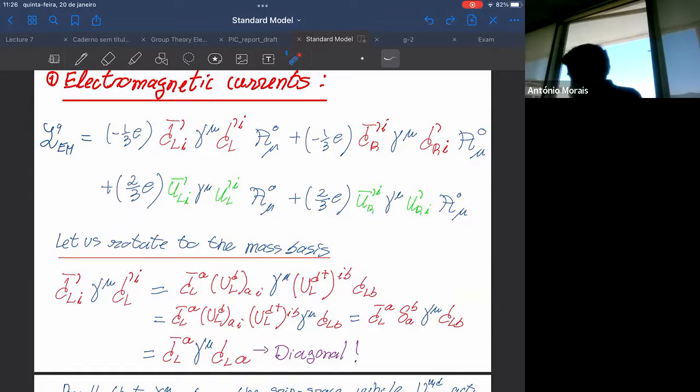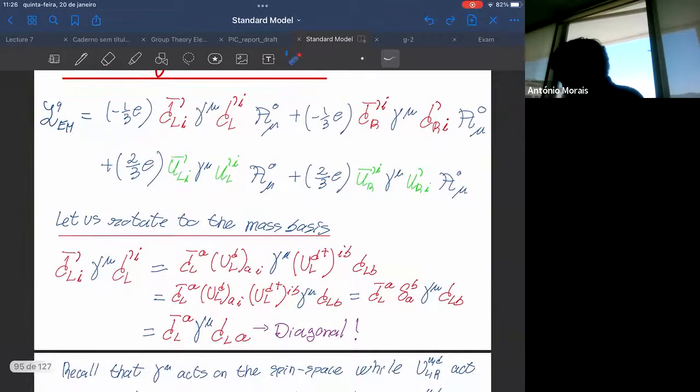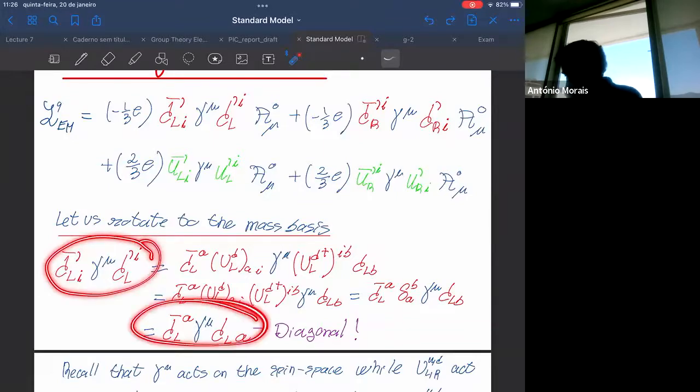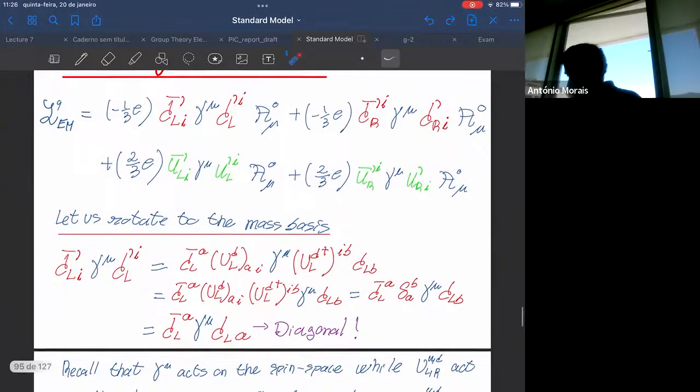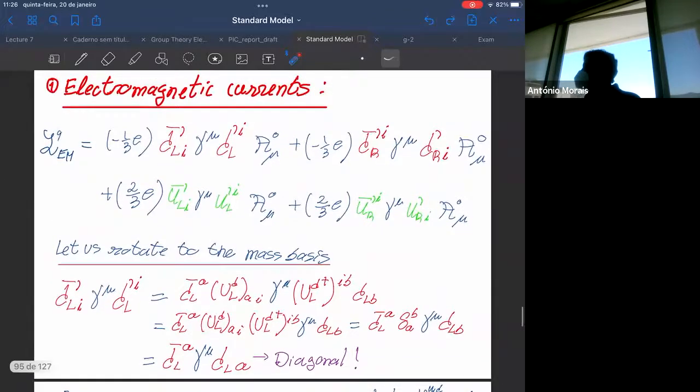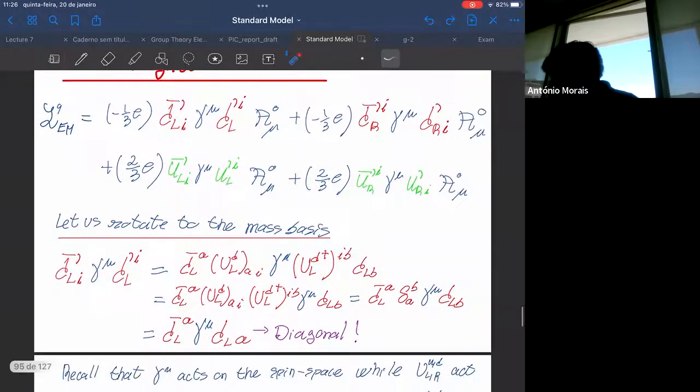That's a possibility. But you see, electromagnetic currents are diagonal. They have the same structure in the flavor and mass basis. So what do I want to say with this? That the matrix that diagonalizes the masses of the down quarks is the same that diagonalizes the electromagnetic currents. So you can simultaneously diagonalize the mass of the quarks and the electromagnetic currents. I think this is clear from here.